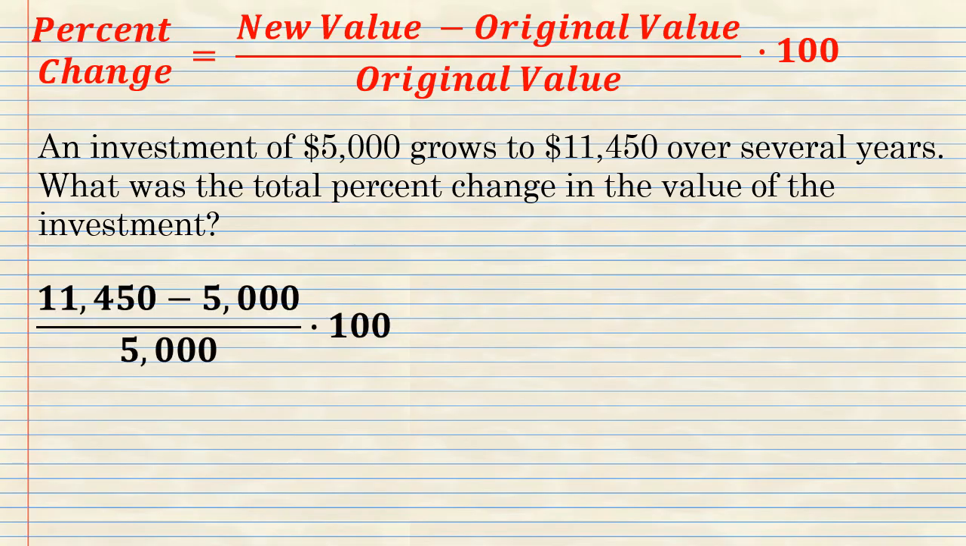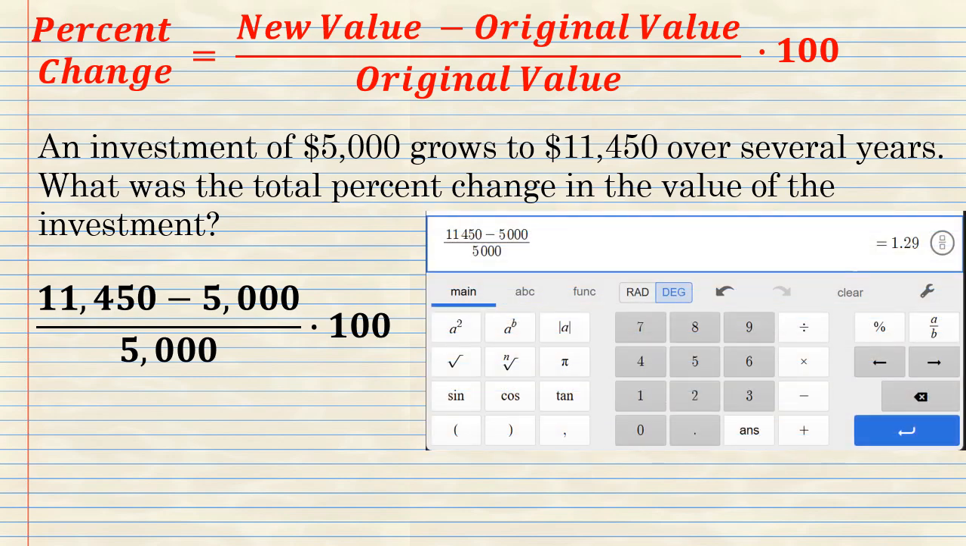So applying these numbers to the formula, we have the new value of the investment, what it's ending at, 11,450, minus the original value all over the original value. When we do this calculation, we get 1.29. This is actually greater than 1. And then you can see that after we multiply that by 100, move the decimal place 2 places to the right, we get 129. And that's the percent change in this investment. Because it more than doubled, it increased by more than 100%. It actually increased by exactly 129%.